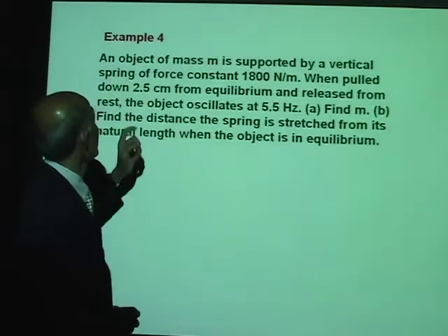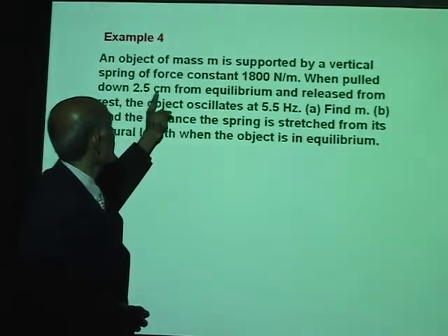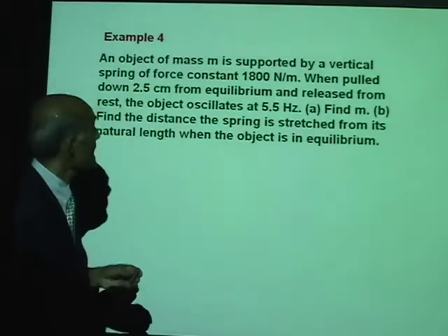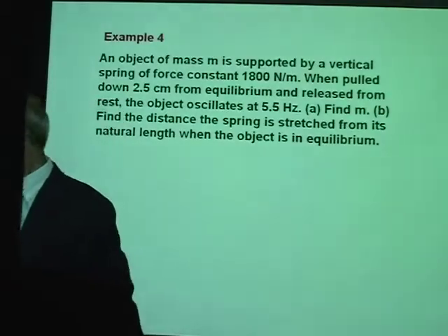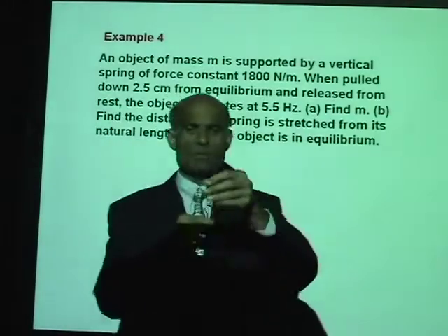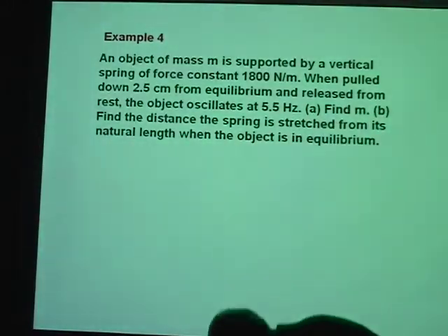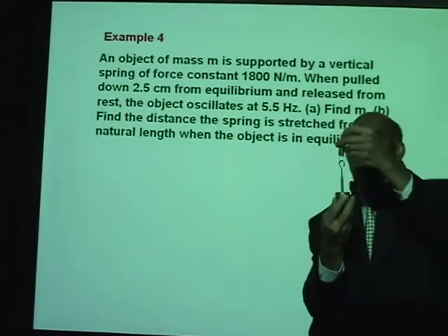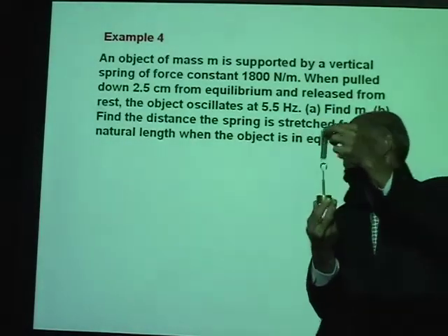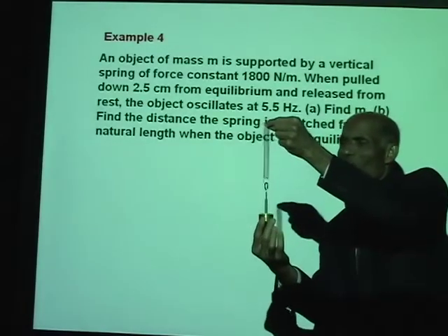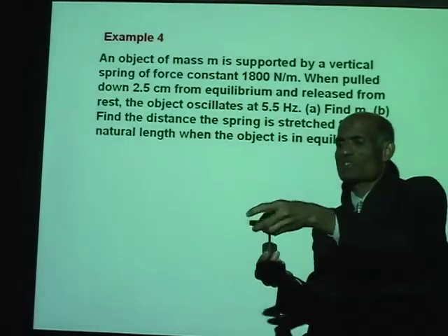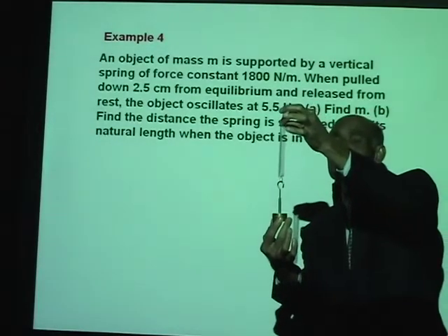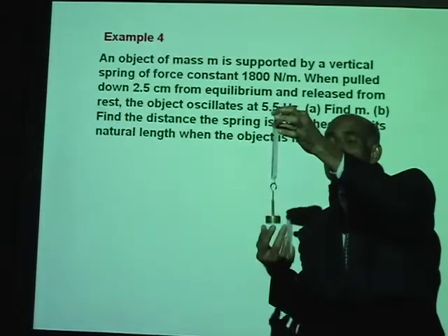Then we are told that the spring is pulled down 2.5 centimeter from the equilibrium and released. What does that mean? Now, look at this. Give me a second. Now, this is the equilibrium. You pull it down 2.5 from the equilibrium and release it. That means that will be the maximum displacement. You see that? The maximum displacement is 2.5.